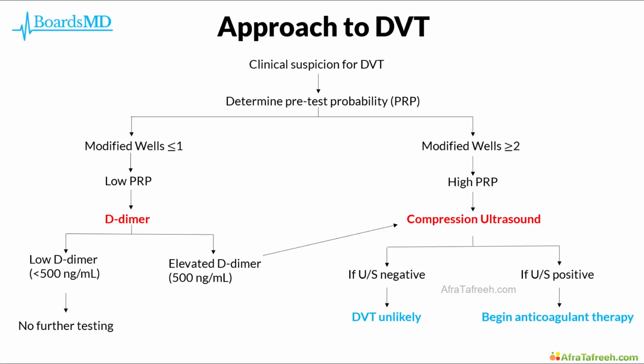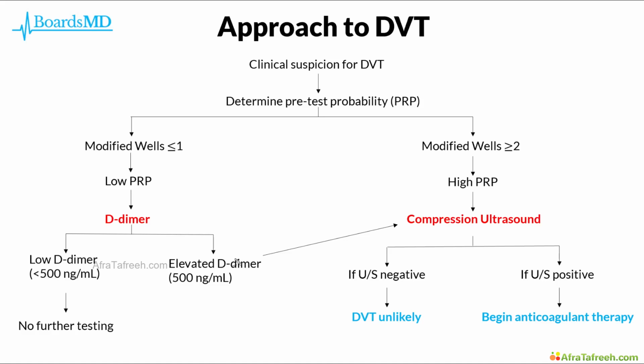Therefore, bringing these principles together in terms of the pretest probability, as well as how we utilize the D-dimer in the workup of patients with DVT, we start first by having a clinical suspicion for the patient having a DVT, and we then determine the pretest probability using the Wells score. If they have a modified Wells score that is less than or equal to 1, then that patient has a low pretest probability, in which case we order a D-dimer. If that D-dimer is low, meaning less than 500, then we do not pursue any additional testing for DVT. If that D-dimer, however, is high, then we are going to need to get a compression ultrasound.